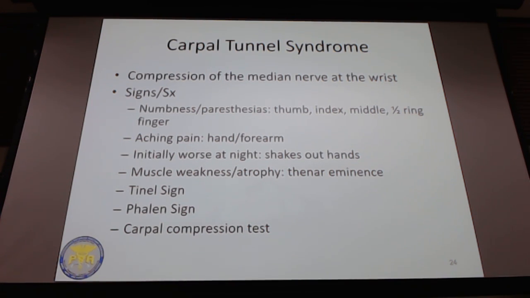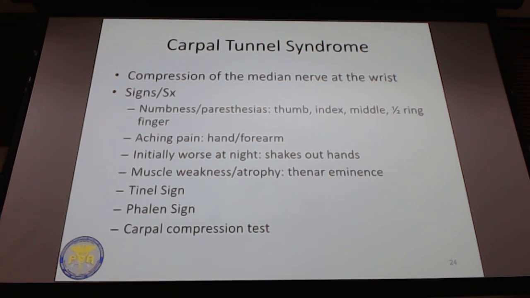Tinel sign. Anybody know Tinel? Dr. Tinel? Yeah, I don't know. This dude must have been like super with it, but just tap on it. You tap over the area and it elicits symptoms, right? So you can Tinel this, you can Tinel this, you can Tinel whatever you want. Just make sure you give my man some credit.